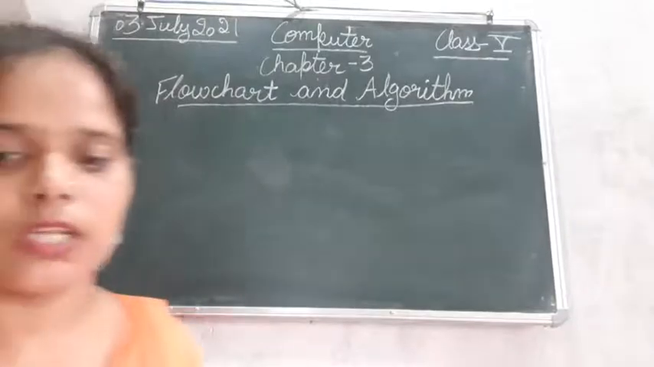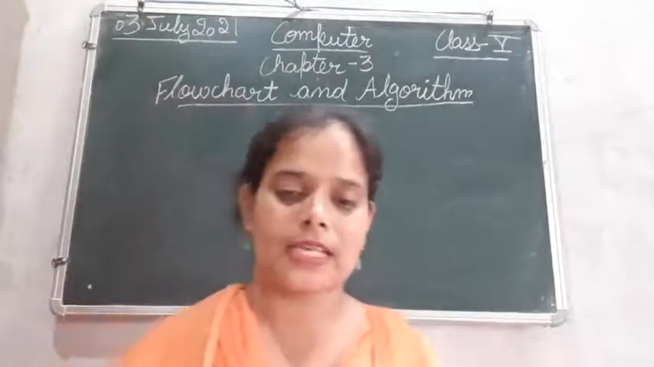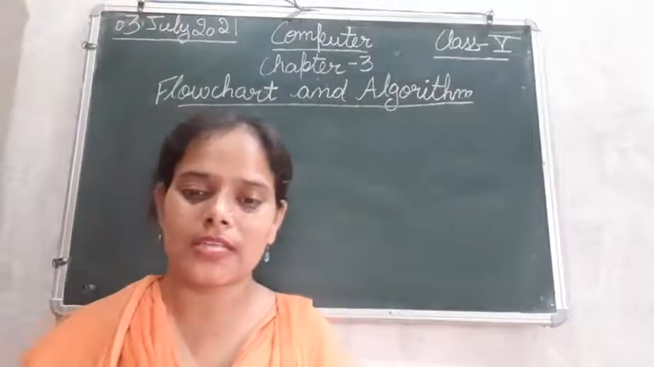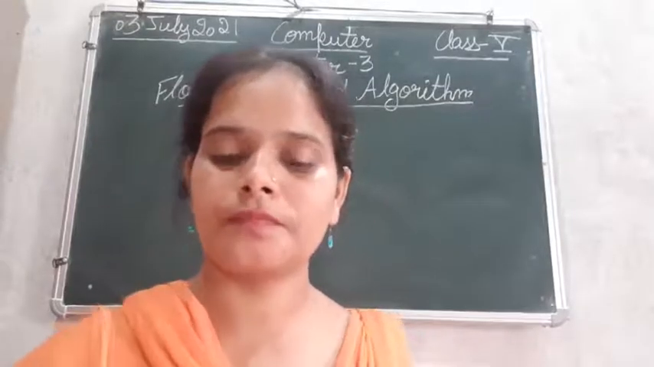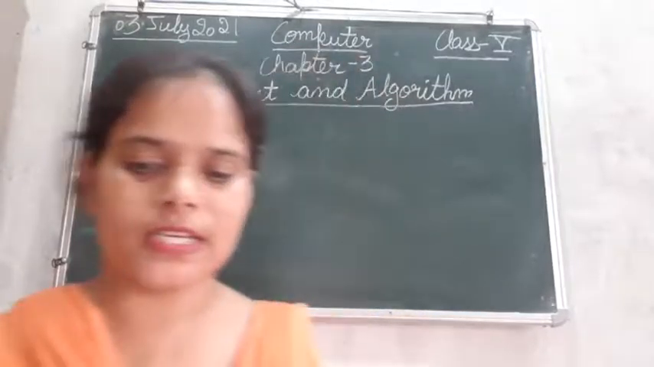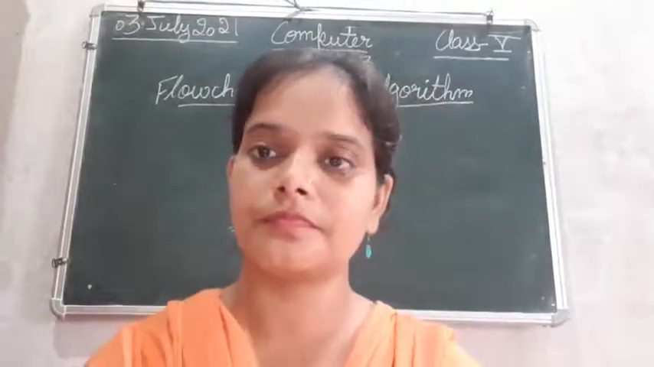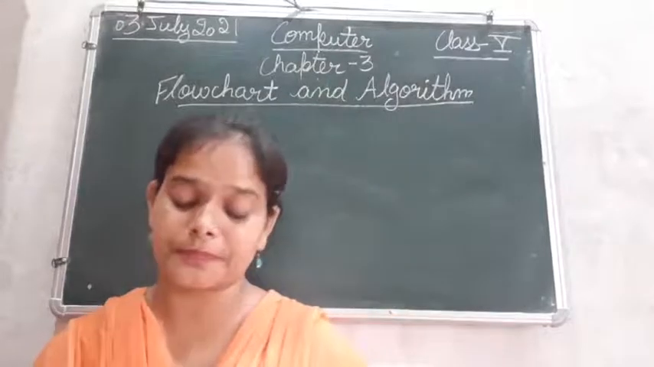Now we will start with the third portion of our back exercise. The third part of our back exercise is: write T for true and F for false. The first statement is, an algorithm is a graphical representation of a flowchart.